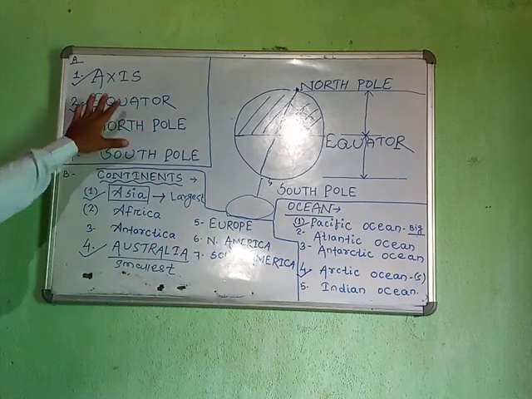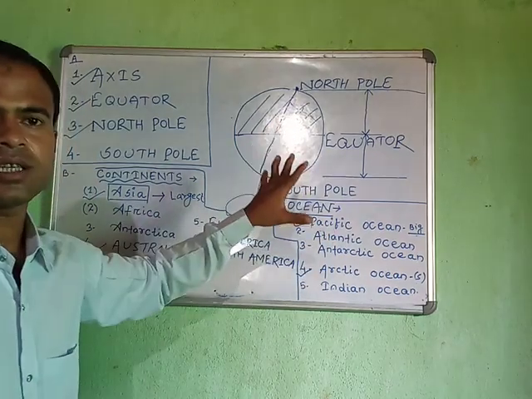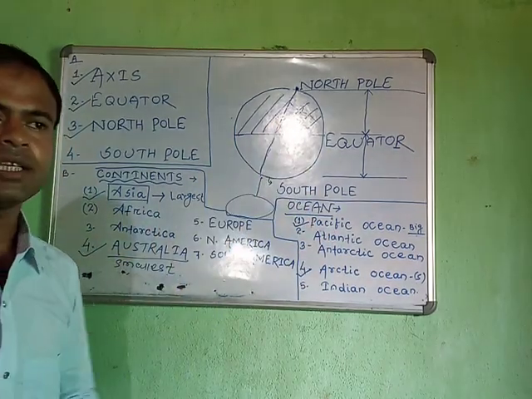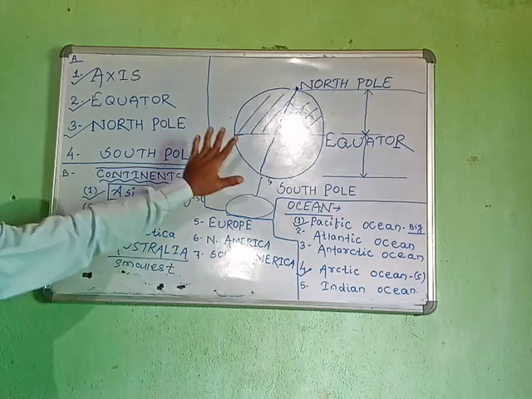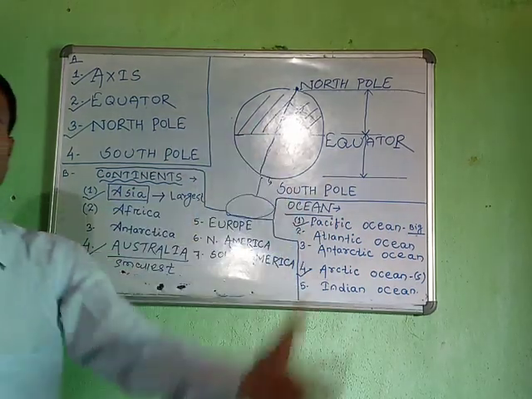So first, this is very important for you. Equator, axis, North Pole, South Pole, the continents' names, the oceans' names, all these are very important, and you will have to read them at home. This is homework for you also. After that, we will go ahead in your next class.